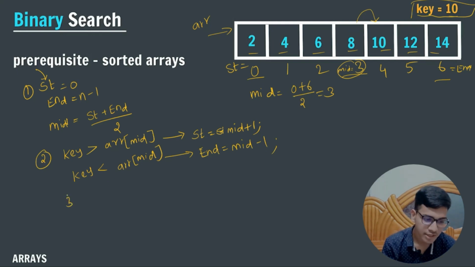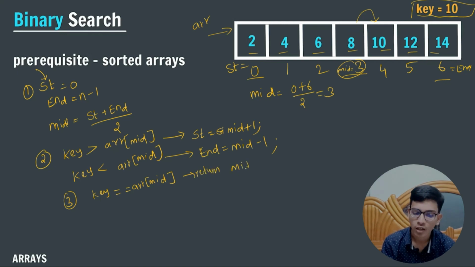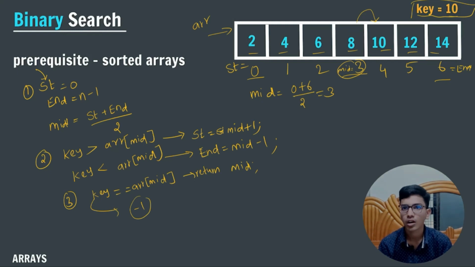And in the third step, if we found our key, that is if key is equals to ARR of mid, then simply return mid. That's all. Mid is nothing but our index, right? If we haven't found it, then finally return -1. So this is the pseudocode and the logic of binary search.